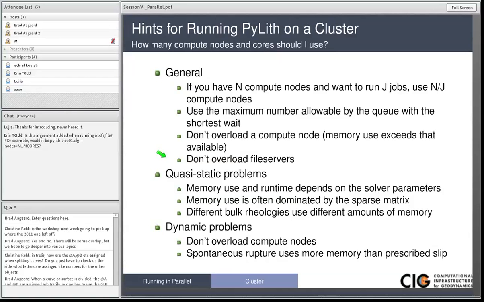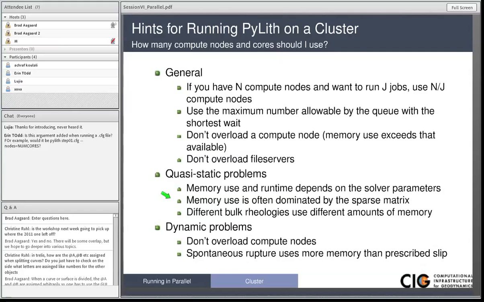Now, in quasi-static problems, as we discussed in the last session with solvers, memory use and runtime can depend on your solver parameters. Things like the LU, obviously they don't run in parallel, but that uses a lot more memory, and especially the parallel versions of that using MUMPS and SuperLU are going to use a lot more memory than some of the other solvers. In most cases, with the solver parameters we recommend, the memory use is going to be dominated by the sparse matrix.